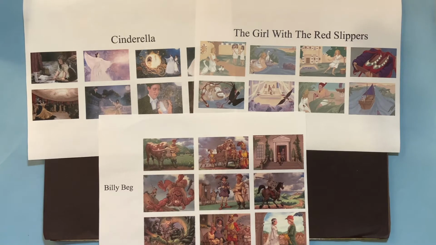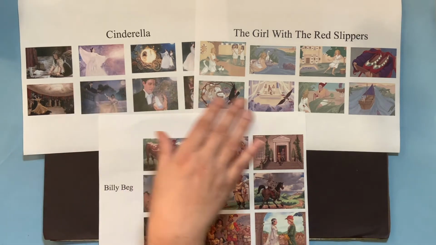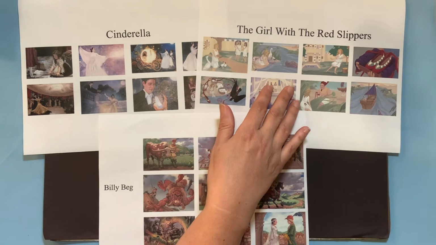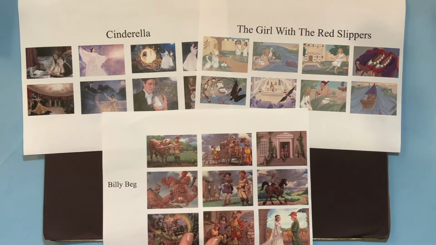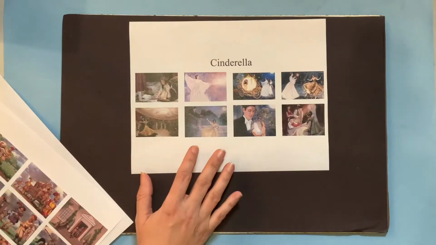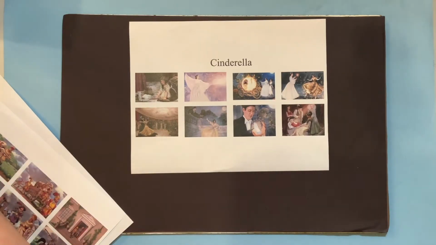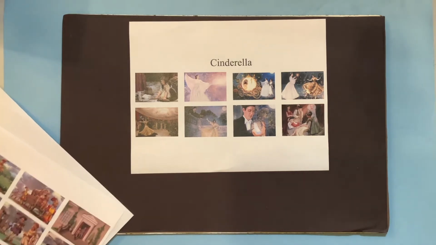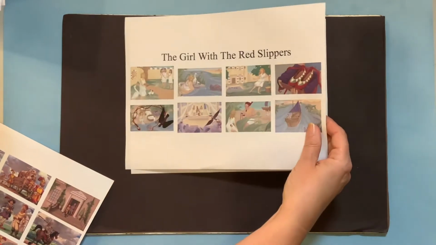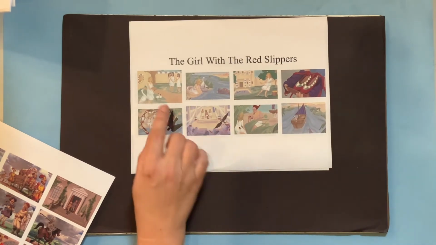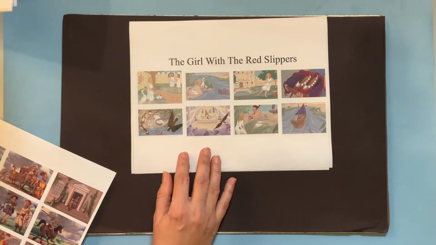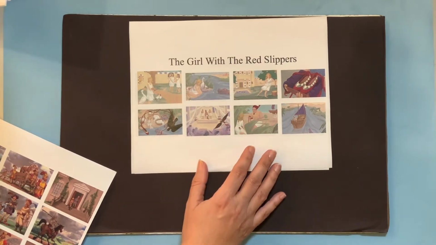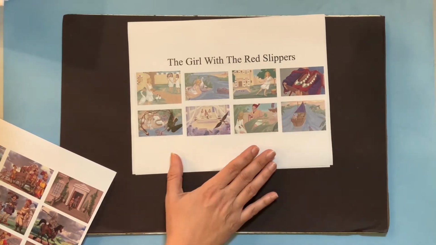What were the differences? What are the differences between Cinderella, the girl with the red slipper, Rodolphus, and Billy Beg? Remember in Cinderella? Cinderella lives with her stepmother and stepsisters. In the girl with the red slippers, Rodolphus, she was a servant and she lived in her master's house. He's the one that gave her the slippers.